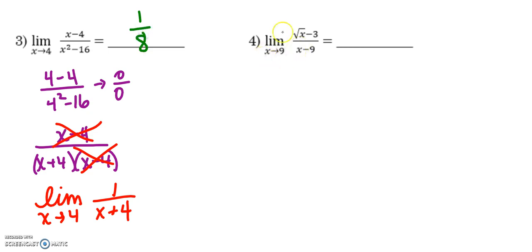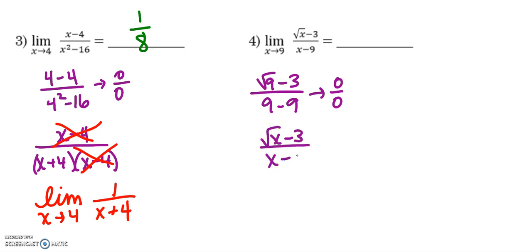Same thing here, the limit as x goes to 9. I'm going to start by plugging in. Substitution is your first method. And I end up with 0/0, which means I need to keep going. For this one, because I have a square root, I'm going to keep going by multiplying by its conjugate. So square root of x minus 3 over x minus 9, and I'm going to multiply by the square root of x plus 3. If I do that on the top, I have to do that on the bottom.